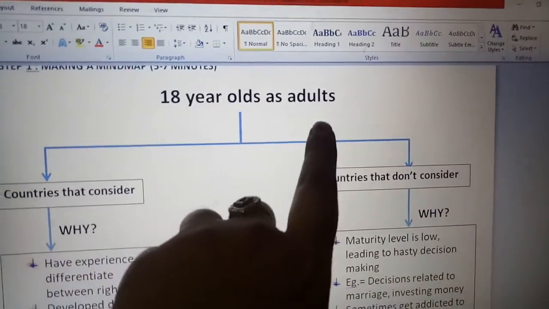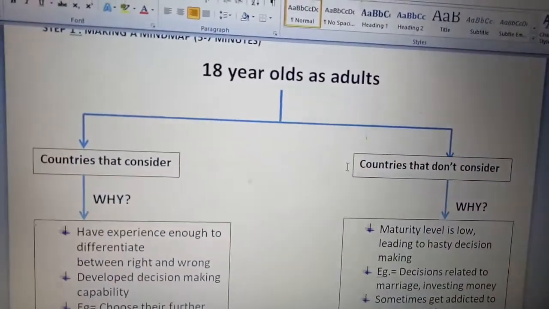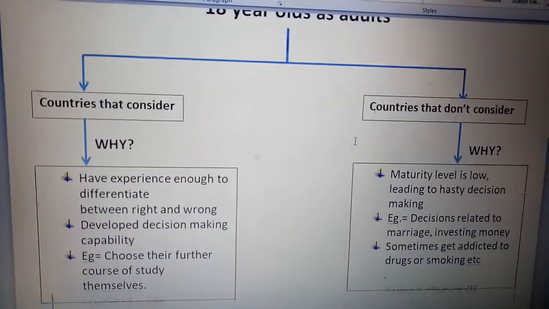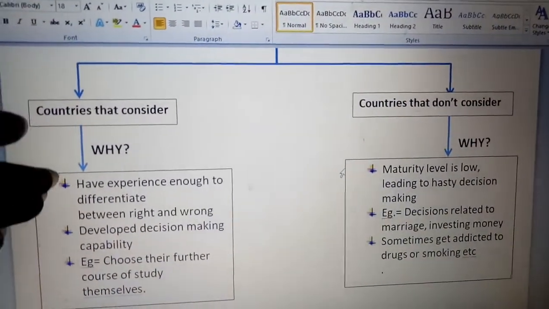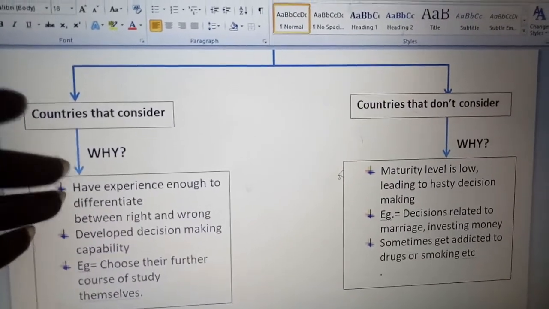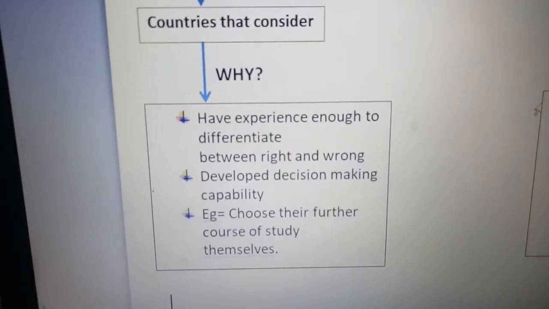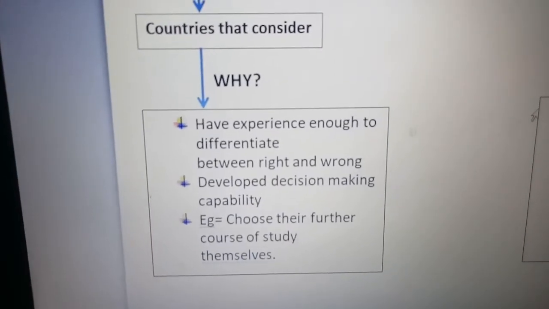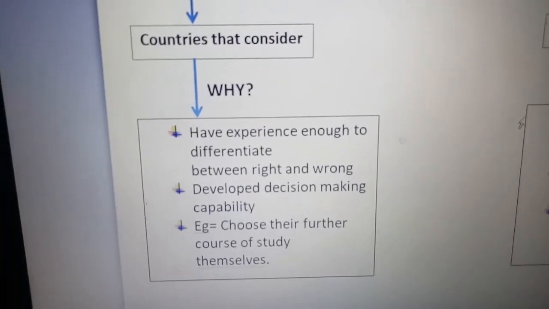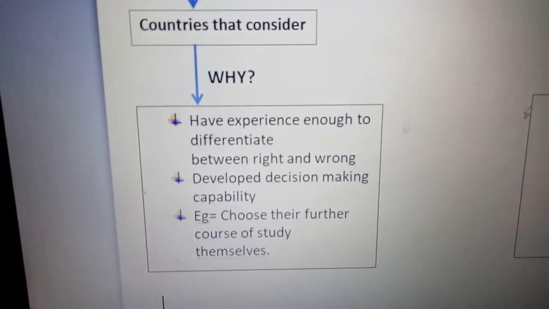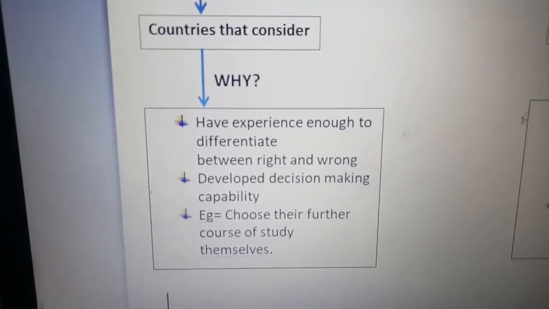So our plan is 18-year-olds as adults, countries that consider and countries that do not consider. Now, the question we have to ask ourselves is why? Why do some countries consider? What I feel is that those countries feel that the people at this age group have experience enough to differentiate between right and wrong, and they have a very developed decision-making capability. And an example which came to my mind while planning was that they can choose their further course of study themselves, and everybody nowadays chooses their further higher education arena themselves. So these are the points which came to my mind when I thought about why some countries consider them as adults.